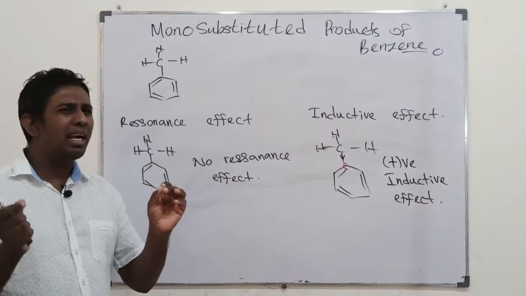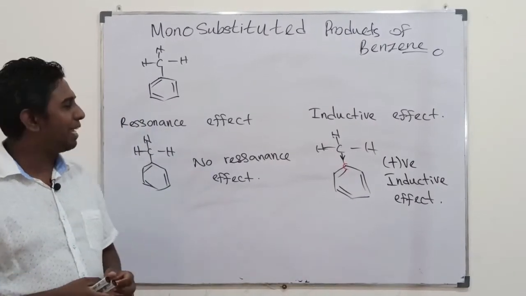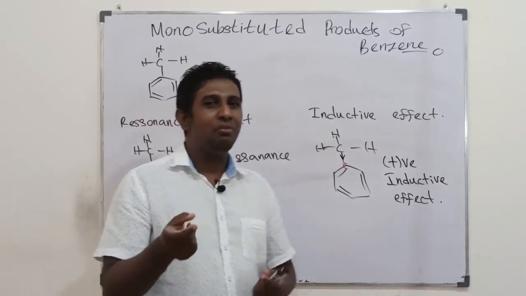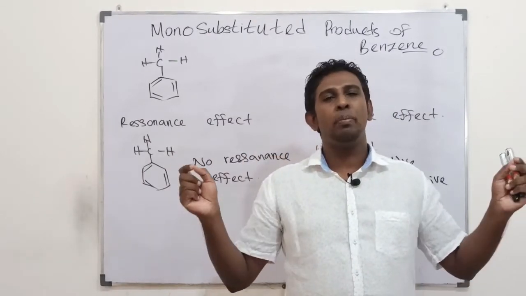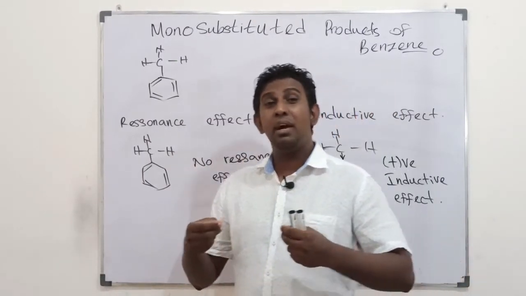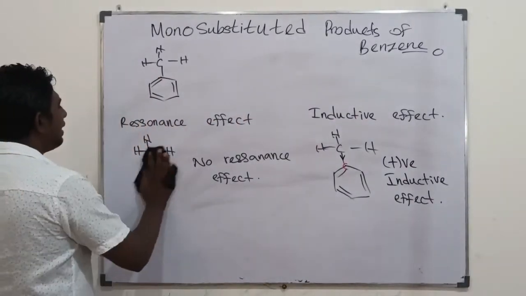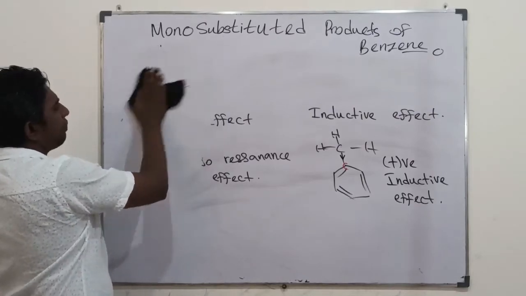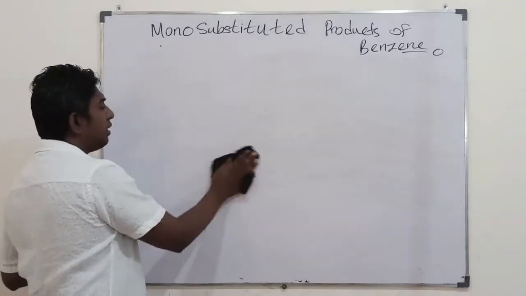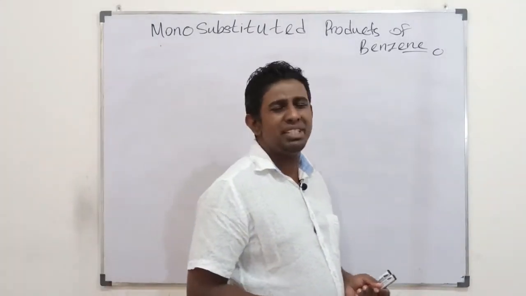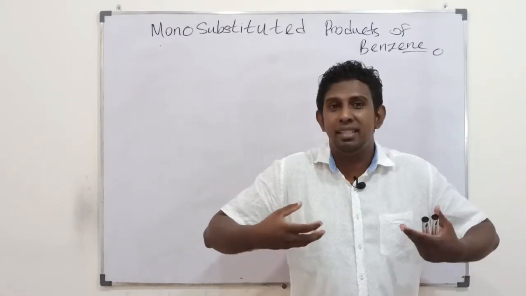We can't do the same here because it exhibits no resonation. But we are using another way to convince you it's an ortho-para directing group. Students, now it's my effort to show you that. We consider those moments when toluene is involved in reactions. Which reactions? Toluene's benzene ring is our concern now.